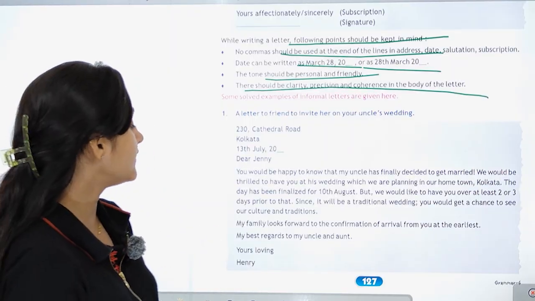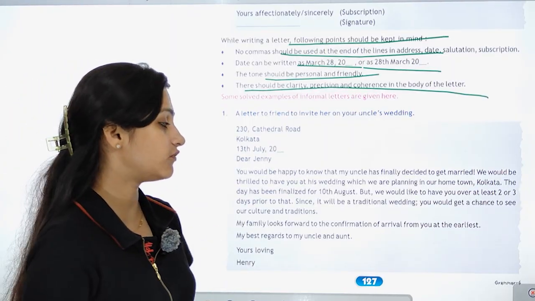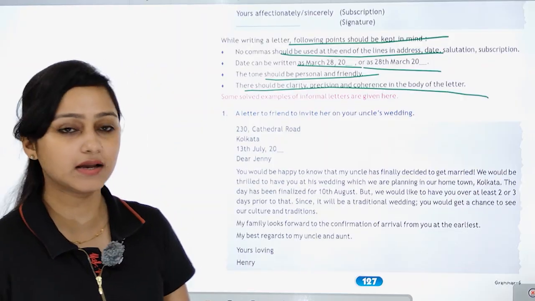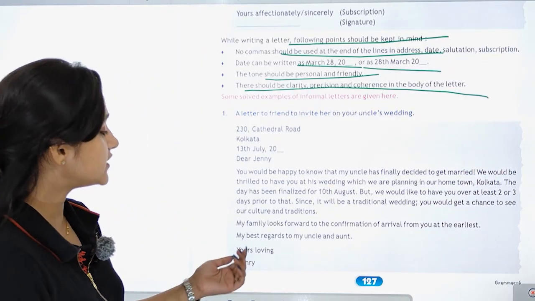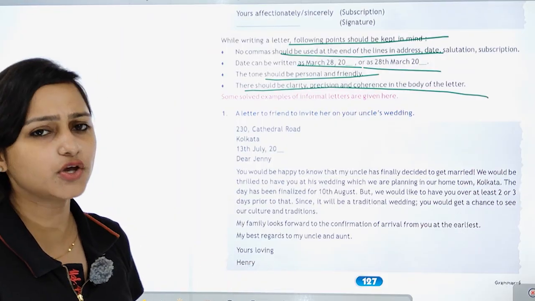Below that, one more line. The family looks forward to the confirmation of arrival from you at the earliest. Below that, my best regards to my uncle and aunt. Below that, your loving Henry or whatever your name is.